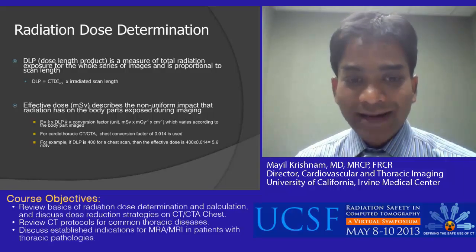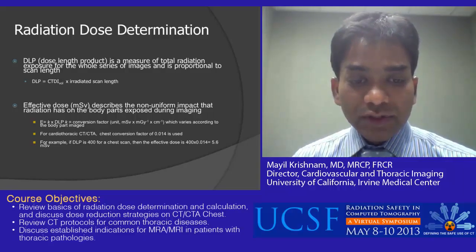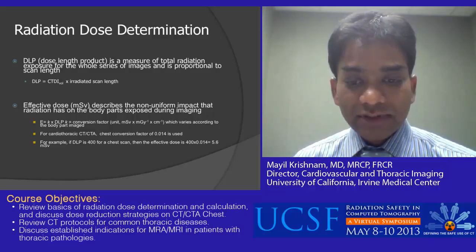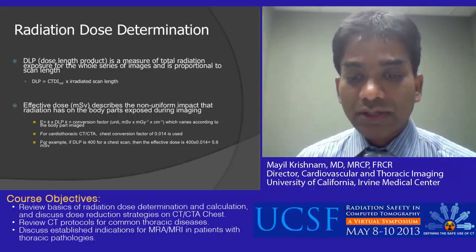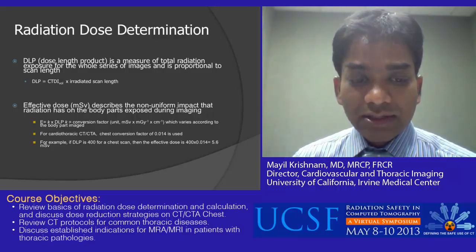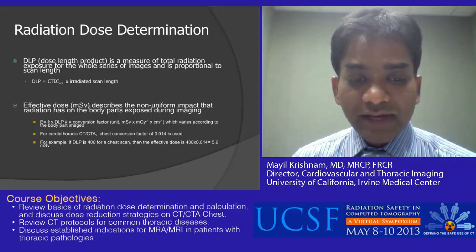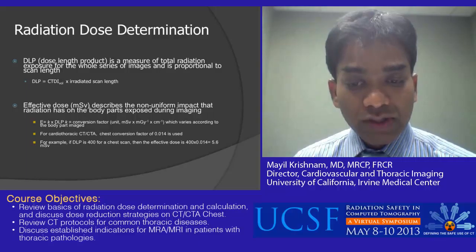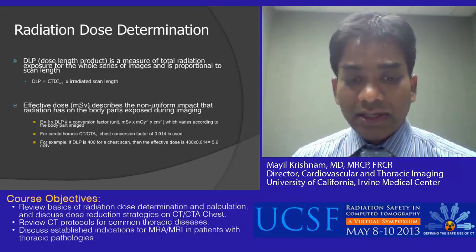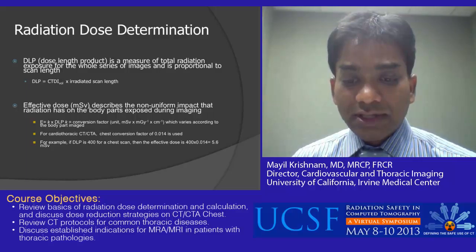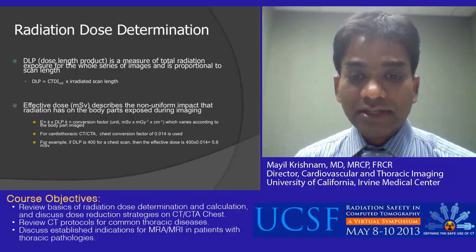Dose length product, DLP, is a measure of total radiation exposure for the whole series of images and is proportional to the scan length. Effective dose is measured in millisieverts, and it describes the non-uniform impact that radiation has on body parts of the patient exposed during imaging. In order to calculate effective dose, we have to multiply the DLP by a conversion factor, and the number for chest is 0.014. For example, if the DLP of a study is 400, then the effective dose is 400 times 0.014, which is 5.6 millisieverts.